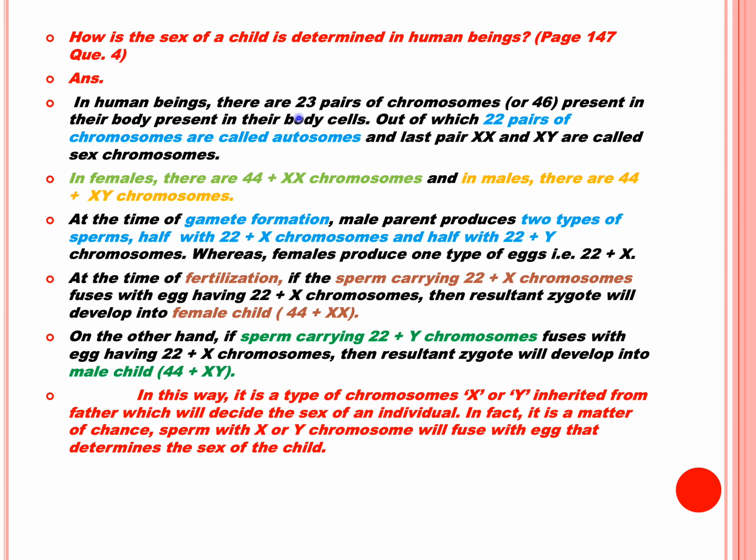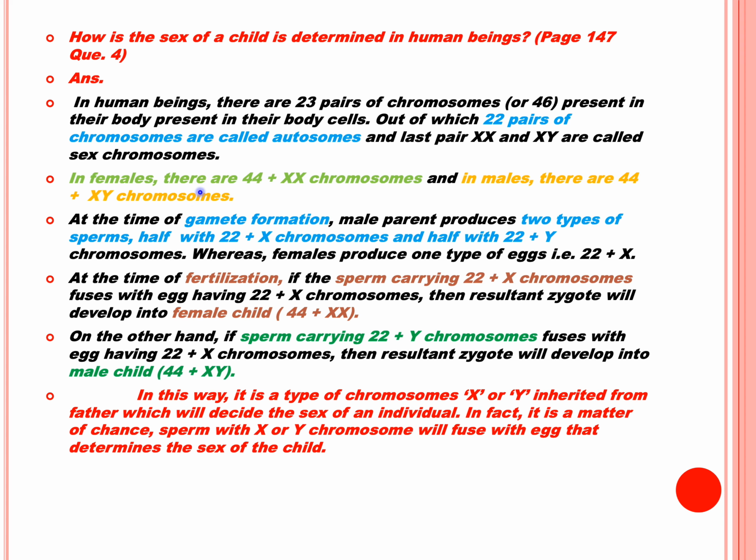In human beings, there are 23 pairs of chromosomes, or 46 chromosomes, present in their body cells, out of which 22 pairs of chromosomes are called autosomes and the last pair, XX or XY, is called the sex chromosomes. In females, there are 44 plus XX chromosomes and in males there are 44 plus XY chromosomes.